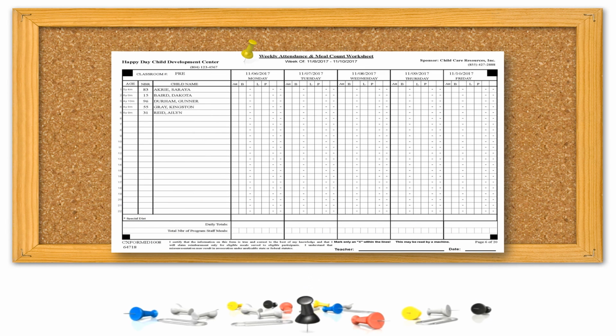Now that we know how to complete the weekly attendance and meal count worksheet, let's complete one together. We have a new child enrolled in our program today. Let's go ahead and write their name in on the next available line. Now let's go ahead and mark all of our children that are in attendance. And let's mark breakfast at the point of service. And let's mark lunch and PM snack.